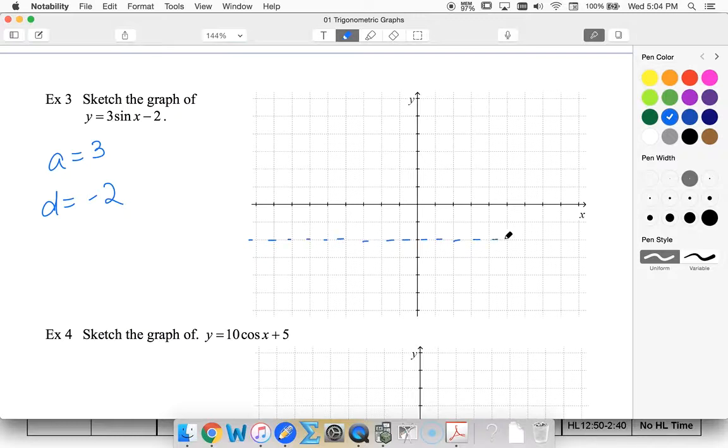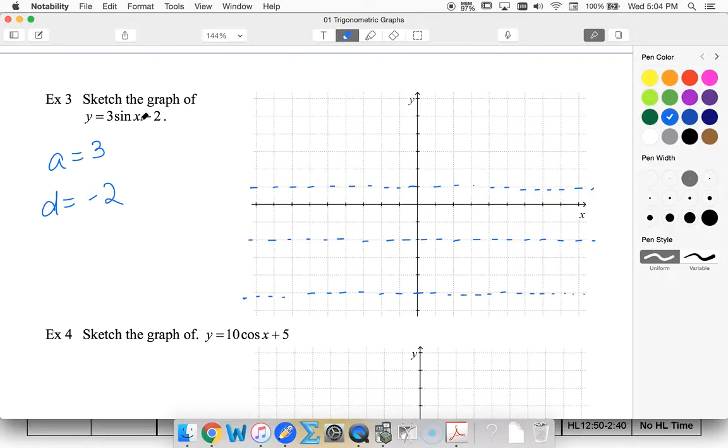So I know my sine graph, when it comes back to the middle, is coming to this point. My maximum is going to be 3 above that. That's what my amplitude tells me. And my minimum is going to be 3 below. So I'll be down here. So I'm just putting in these lines to help me sketch my graph.